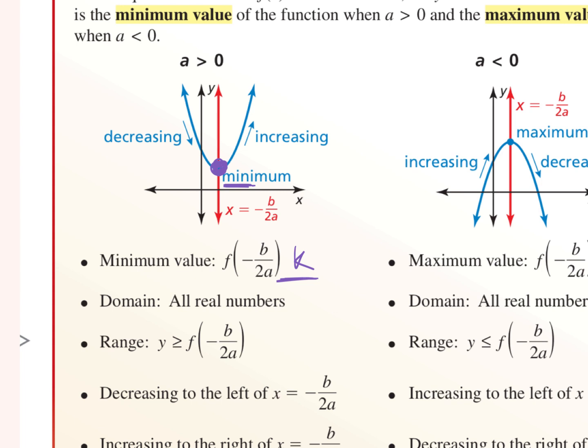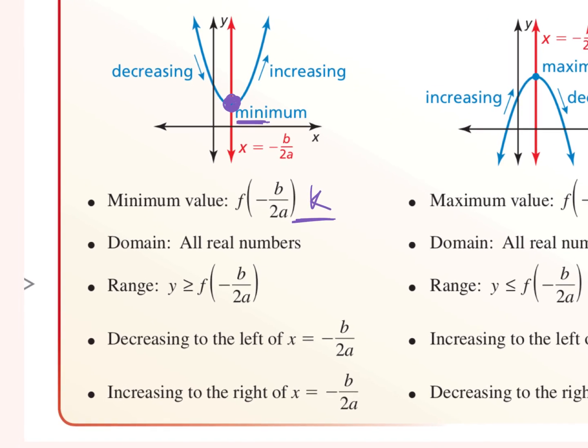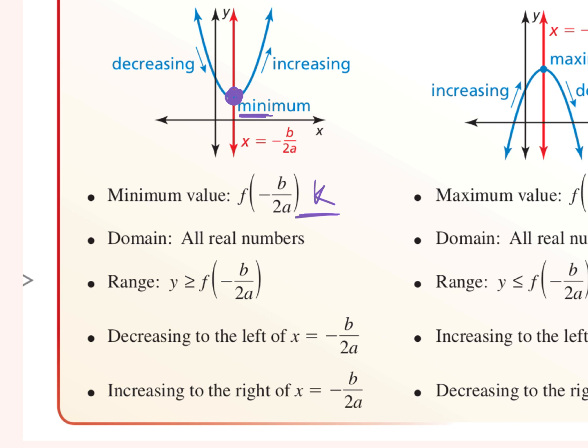The domain is always, always, always all real numbers. Our range, since our graph is opening up, we're talking about y values that are greater than or equal to whatever your k is. So again, we just use that same number that our k is. And then if your graph's opening up still, we are decreasing on the left side and increasing on the right side.